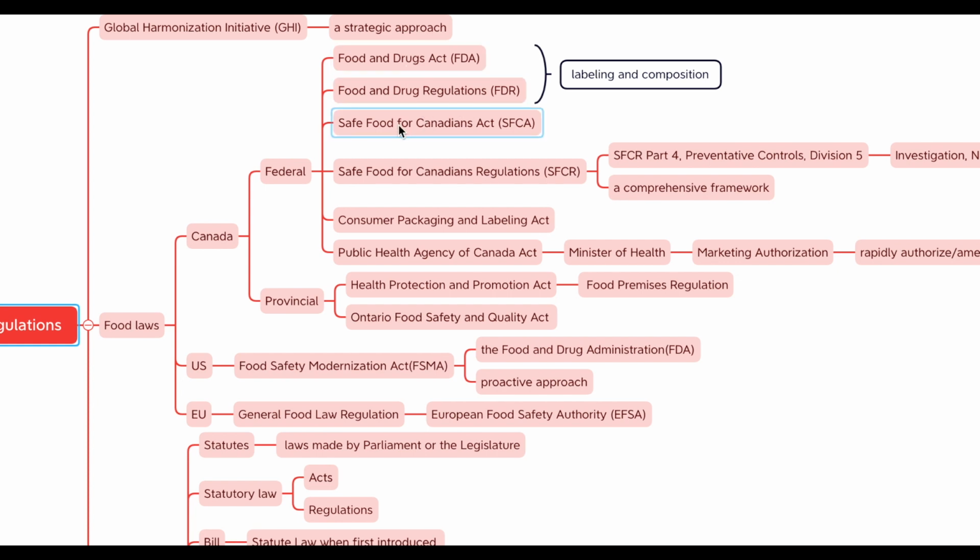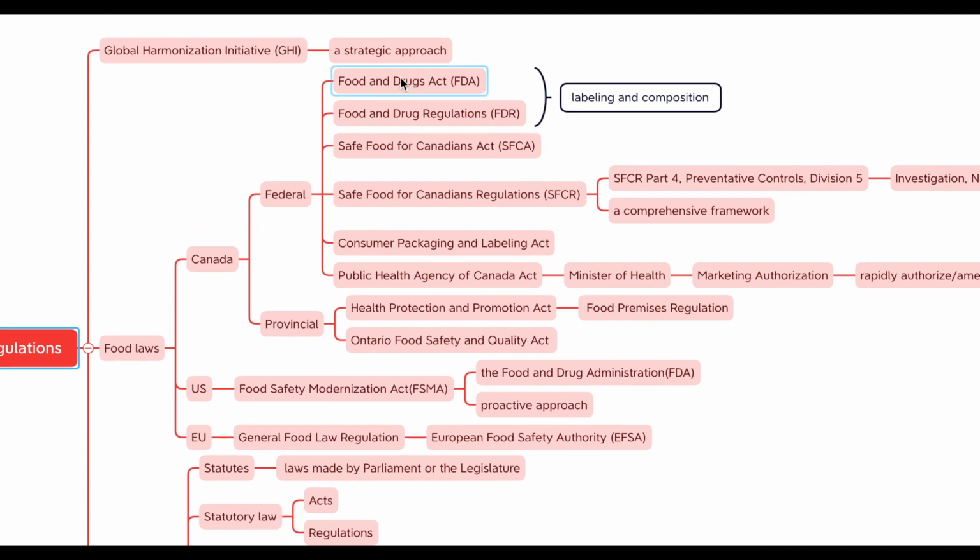And in Canada, let's see, the Food and Drugs Act, FDA, and the Food and Drug Regulations, FDR, Safe Food for Canadians Act, SFCA, Safe Food for Canadians Regulations, SFCR, and the Consumer Packaging and Labeling Act, these are key components of food law. And we should know that the Food and Drugs Act, FDA, is the primary law, and it outlines rules on food labeling, advertising, claims, food standards, and compositional requirements.